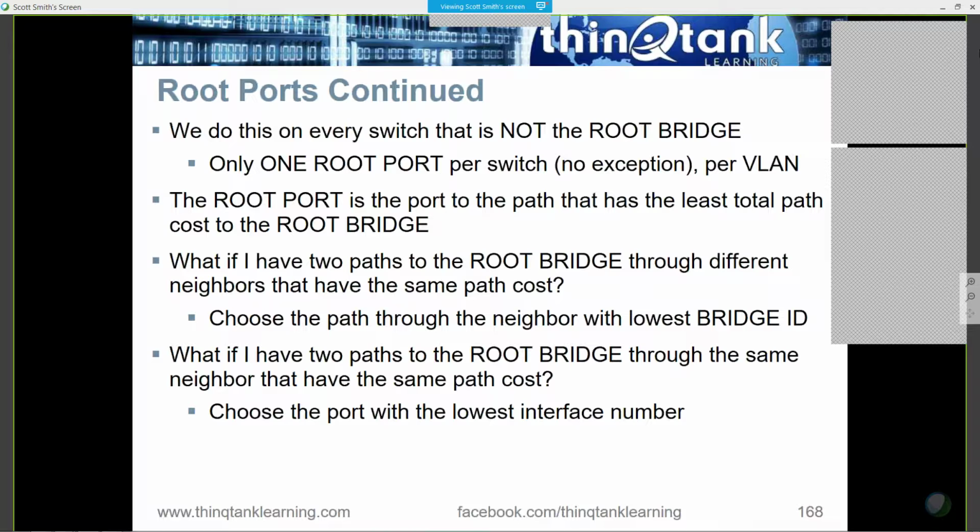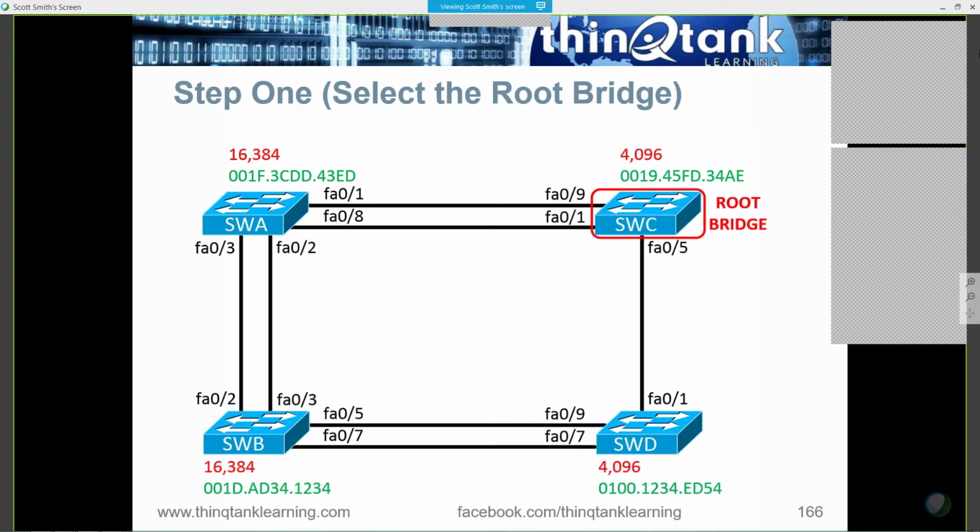The root port is the port to the path that has the least total path cost to the root. What? Yeah, I know. It doesn't sound very good. Okay? Let me give you one example. Let's look at switch D. Switch D is an easy one to deal with, right?